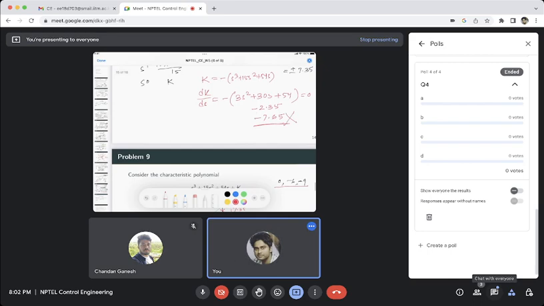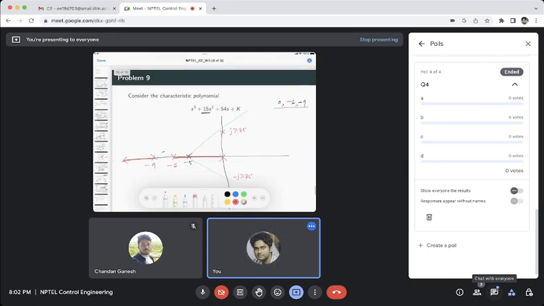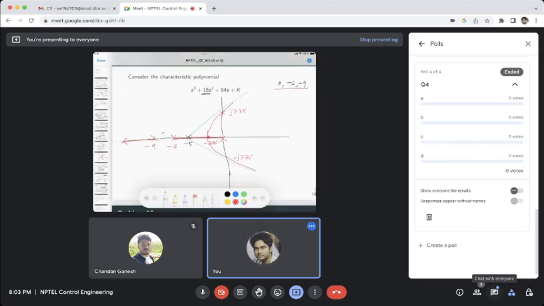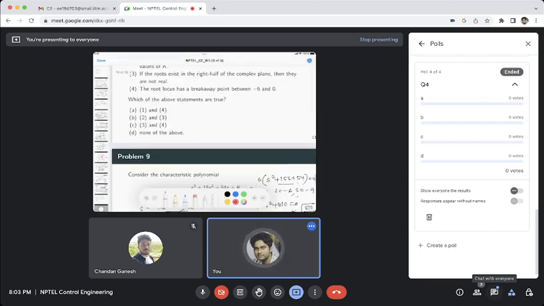Okay, minus 2.35 actually lies on it, so let it be some point here. Minus 2.35, so it will break here. Okay, like this, and you go. So this is the root locus. Okay, we have drawn it almost roughly. So let's just check these statements.